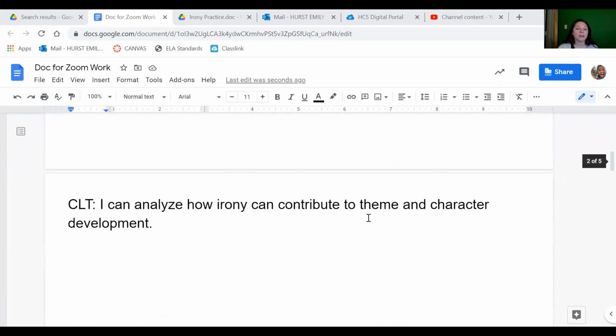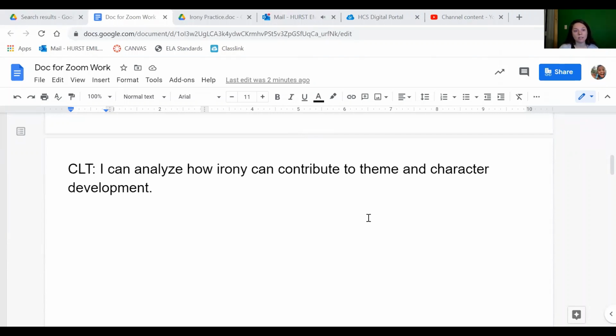So today we're going to be analyzing how irony can contribute to theme and character development. This is important because irony shows up in a lot of things that we read, and once you learn to identify it, it becomes a lot easier to understand.